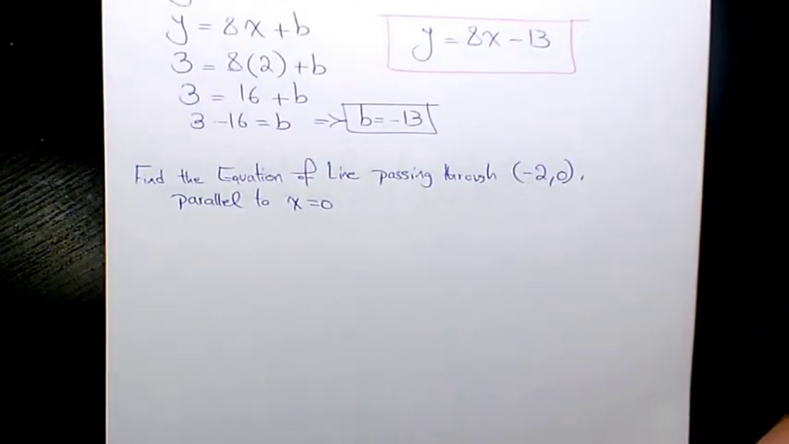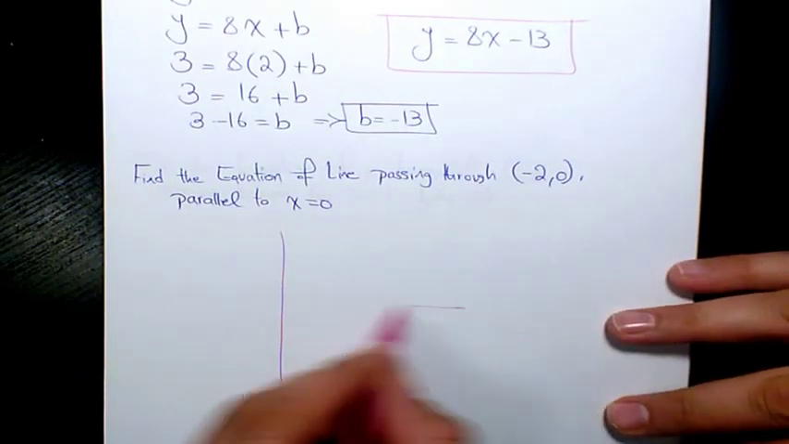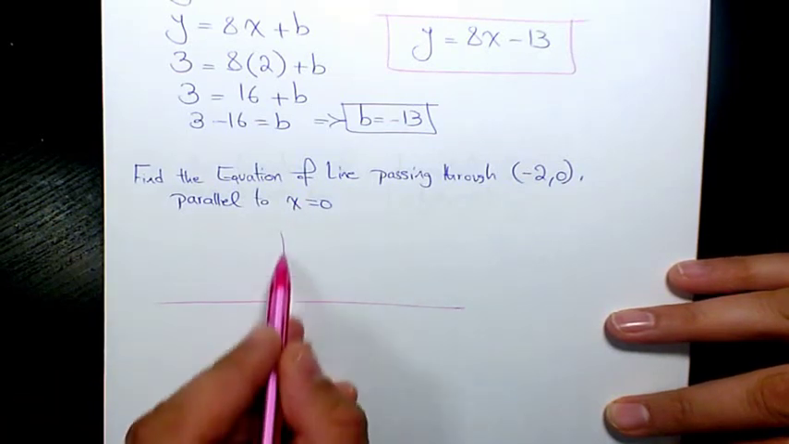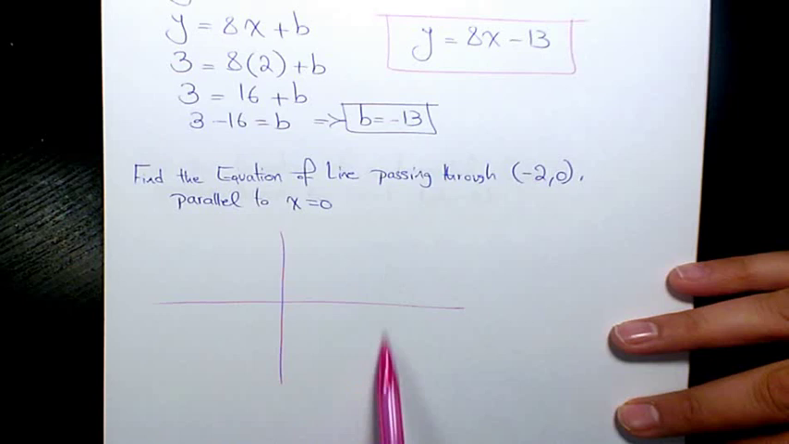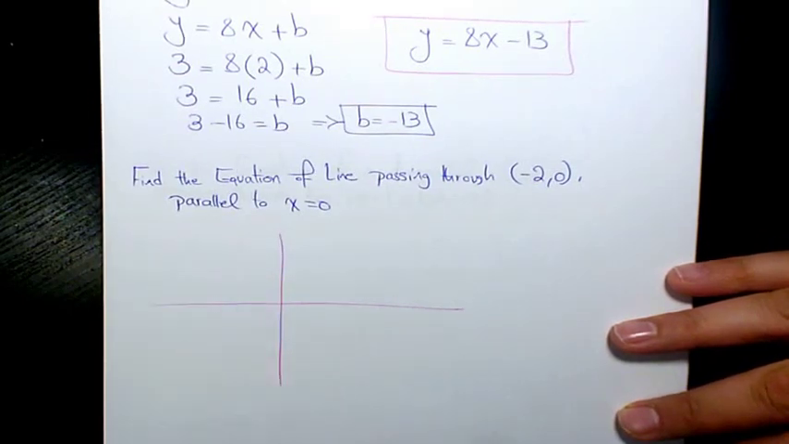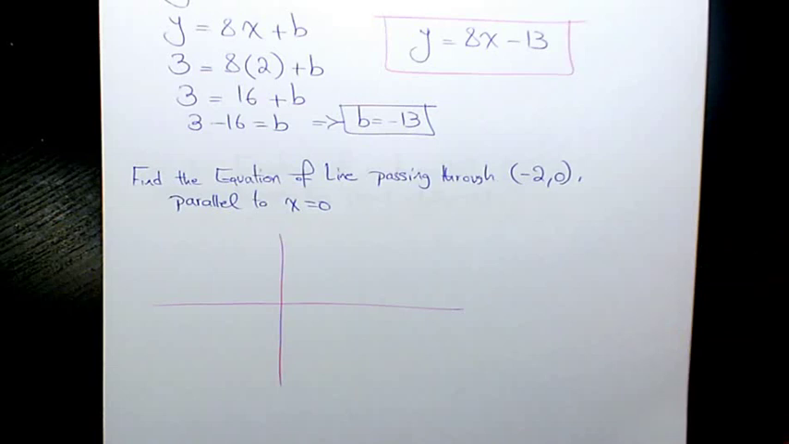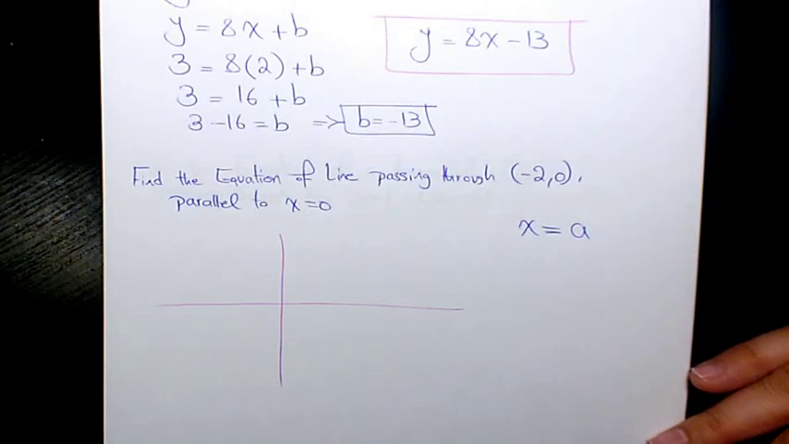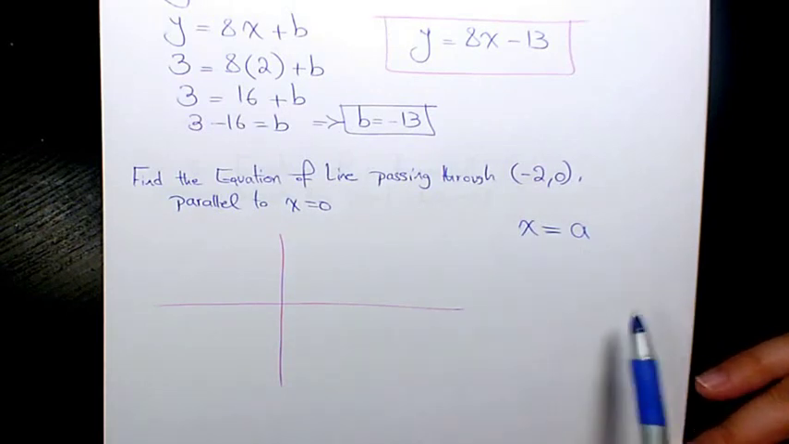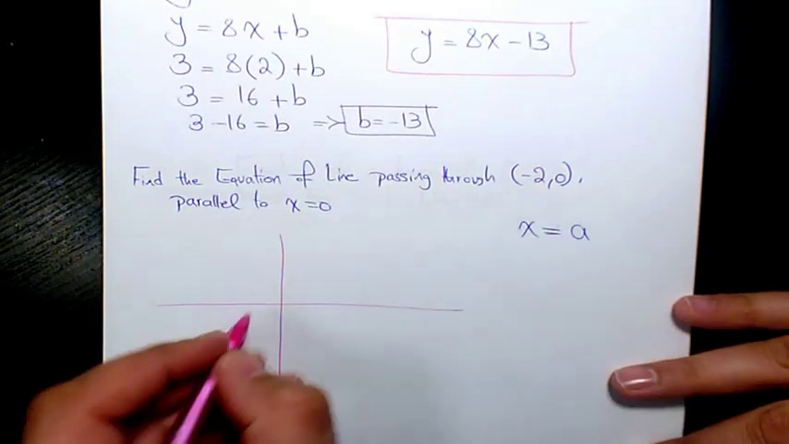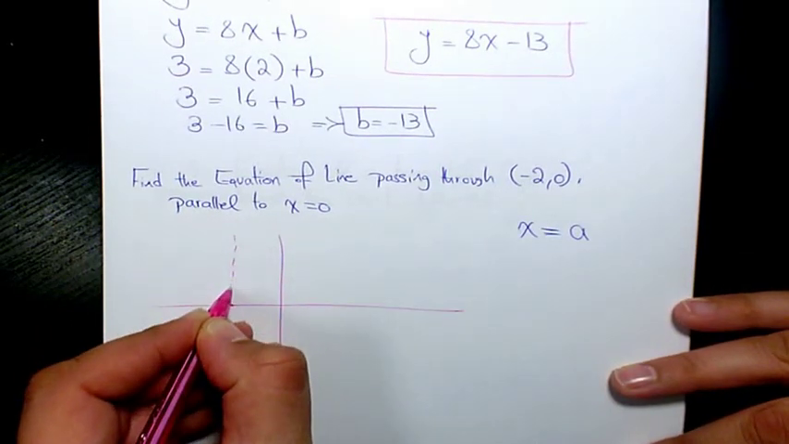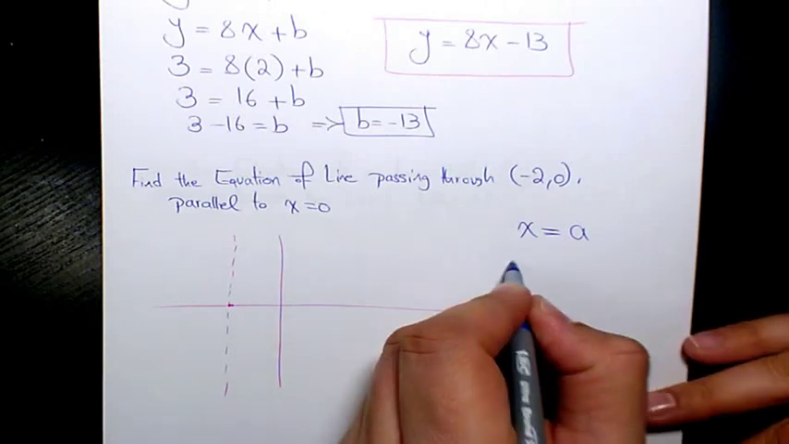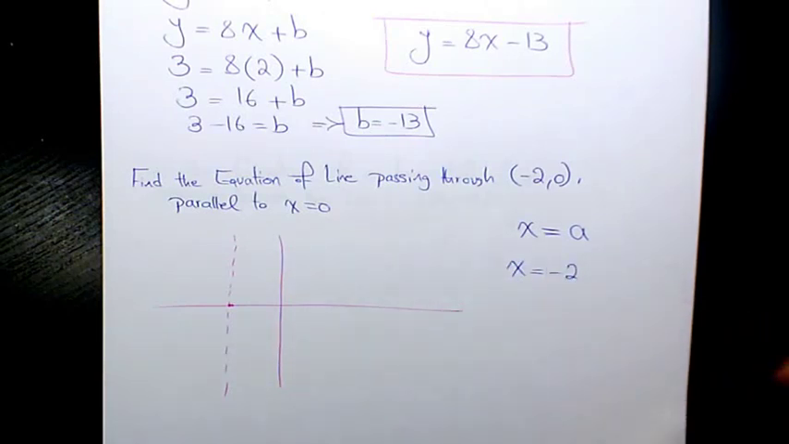Next one, it says find the equation of the line passing through the point (negative 2, 0) and parallel to x equals 0. What does that mean, x equals 0? X equals 0 means that we are talking about the y-axis. Parallel to the y-axis means that we are talking about a vertical line. And on vertical lines, we have this kind of equation, which is x equals a constant number. And since it has to pass through the point (negative 2, 0), this vertical line is x equals negative 2.